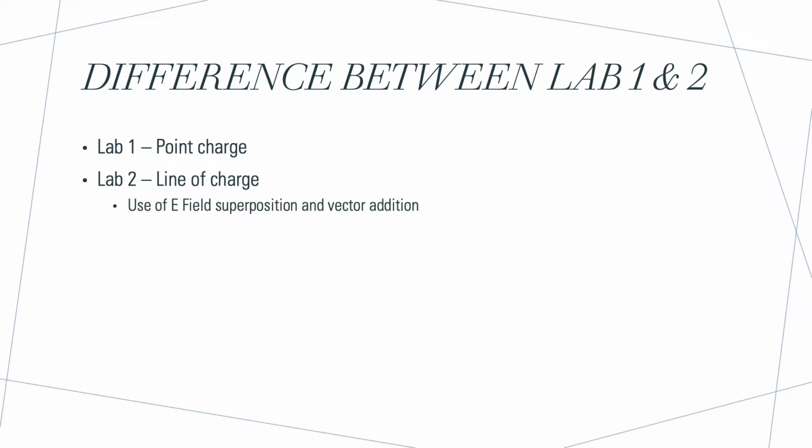So in lab 1, we were just looking at it as a point charge, but in lab 2, we're looking at it as a line of charge. So we have n, which is equal to how many charges are in the line, and you calculate the electric field at each point on the line. And then you use superposition and the vector addition in the program to add them all up, and then you're able to figure out the charge.